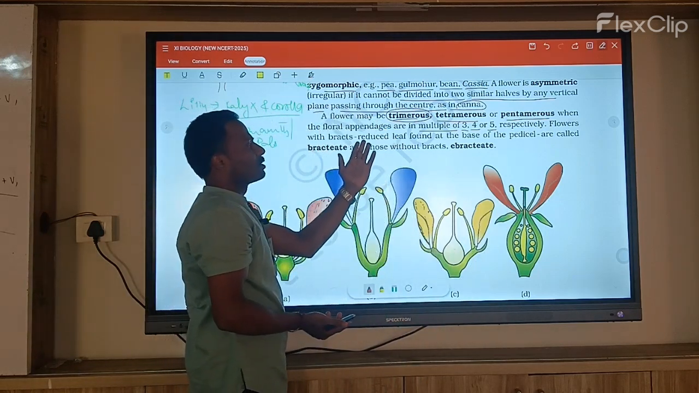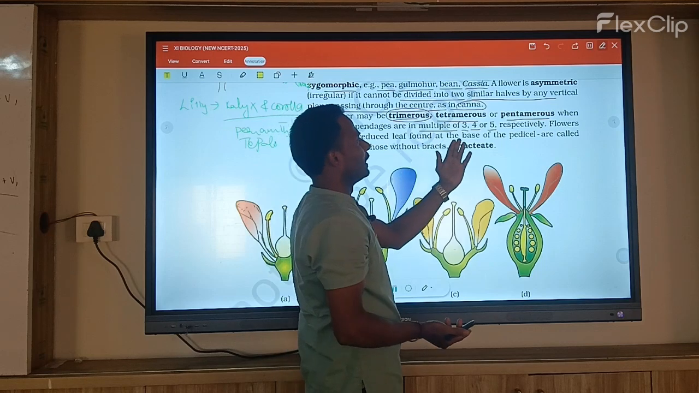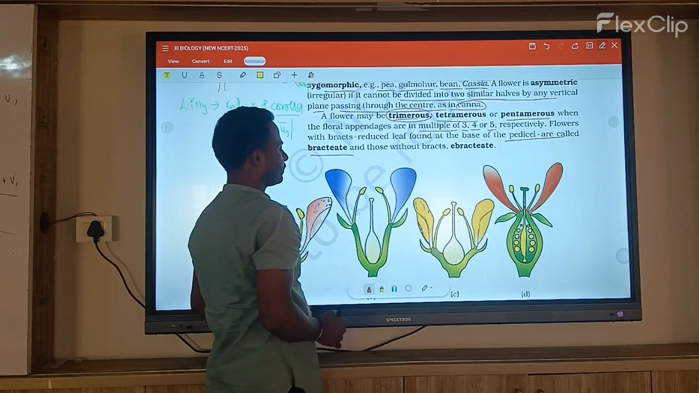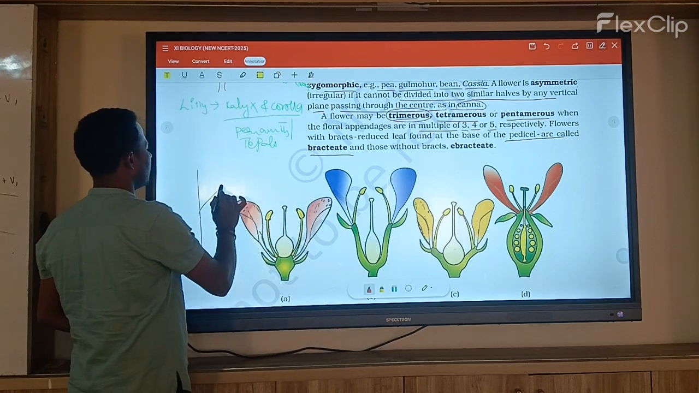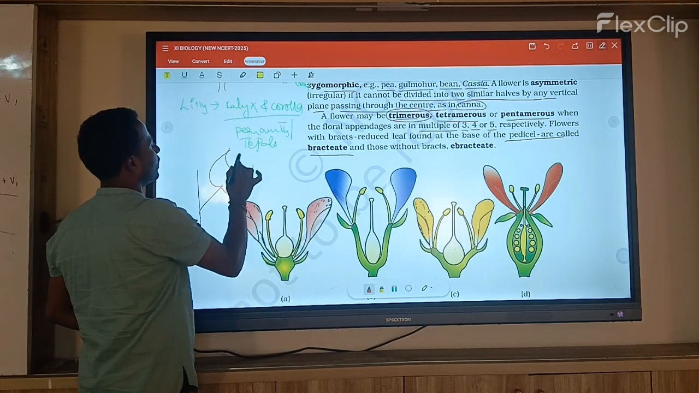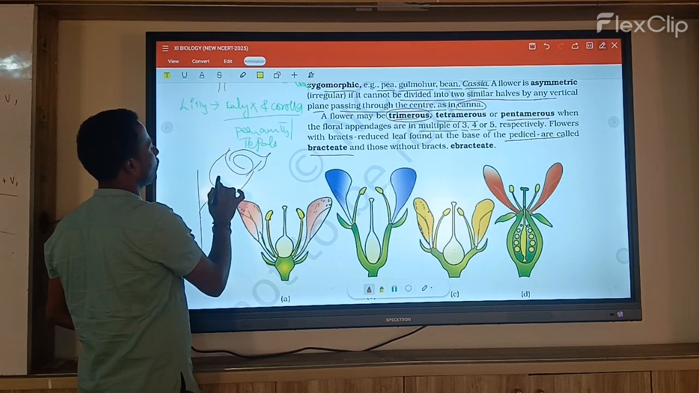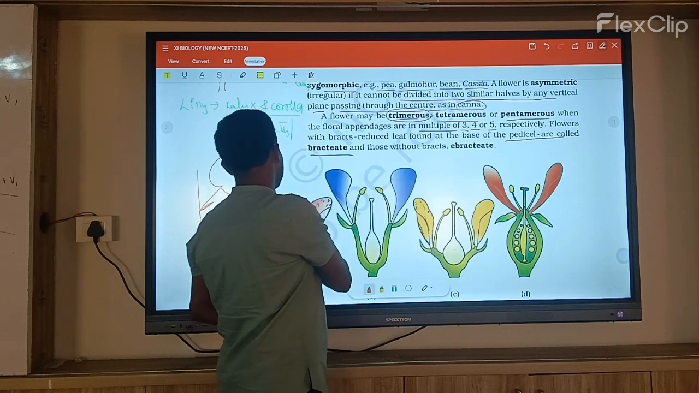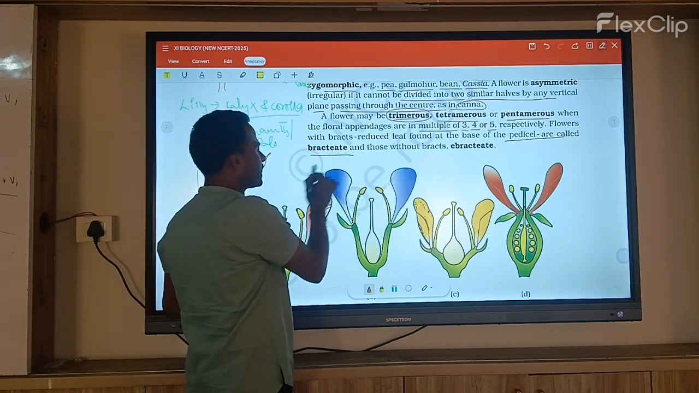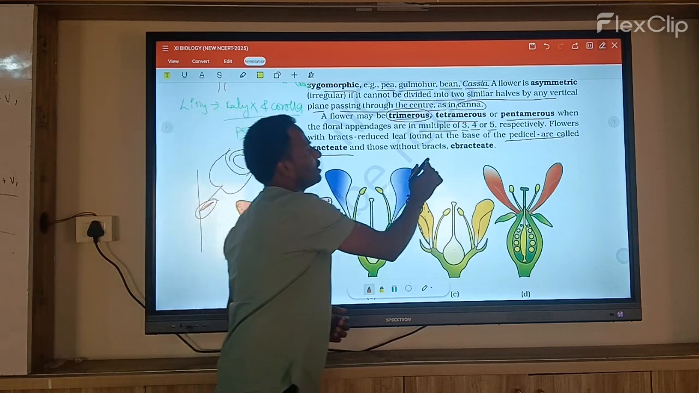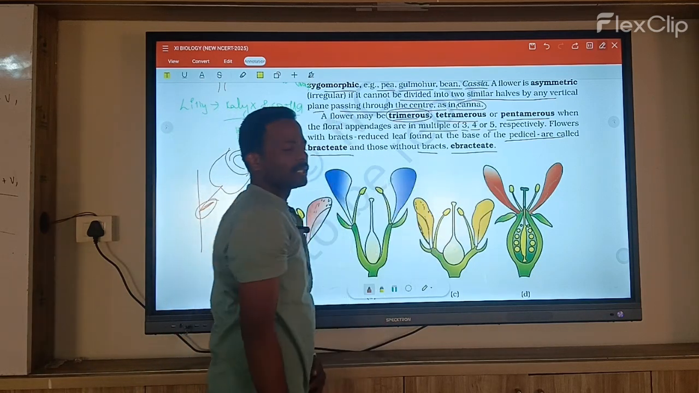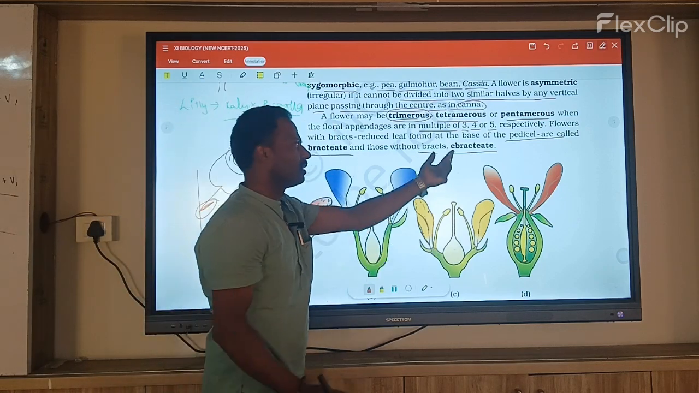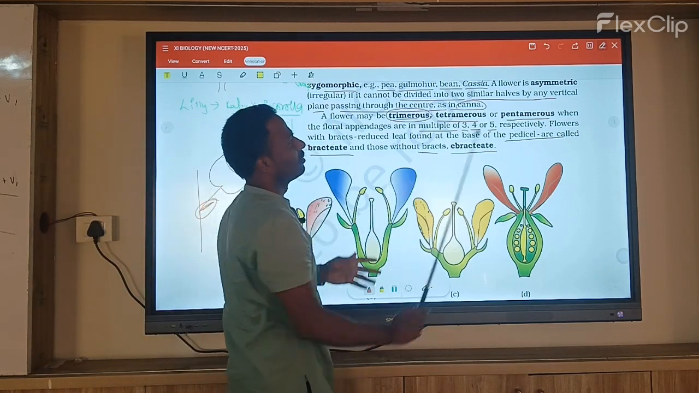A flower that has a bract, a reduced leaf found at the base of the pedicel, is called bracteate. So when the flower is produced in that region with a bract present at the pedicel, it is bracteate. In case the bract is absent, the flower is called abracteate.